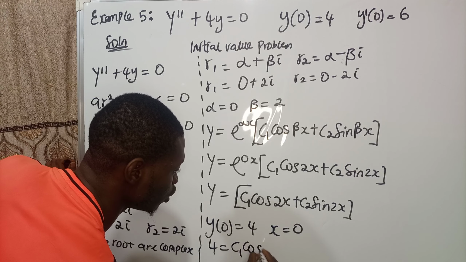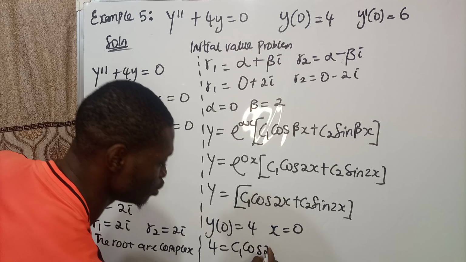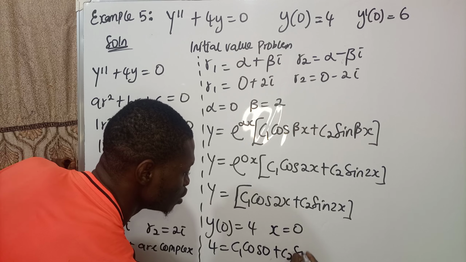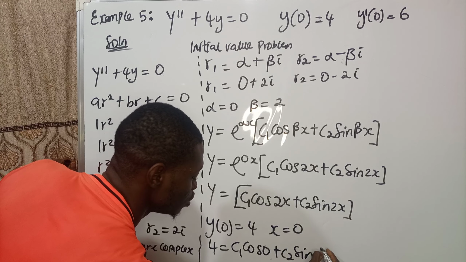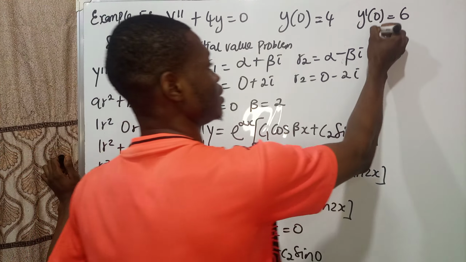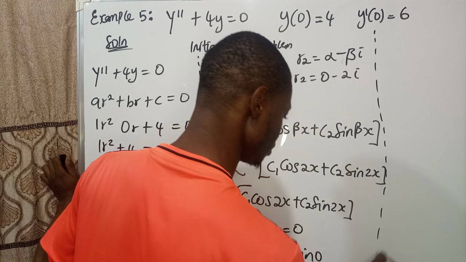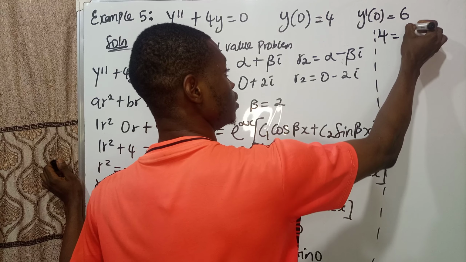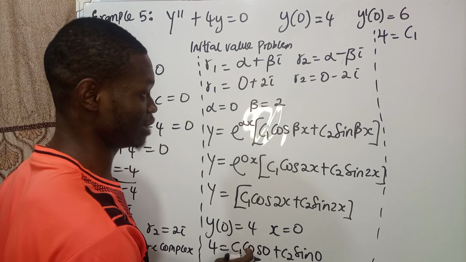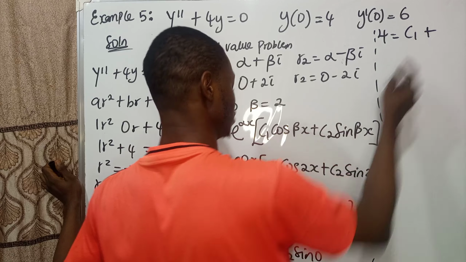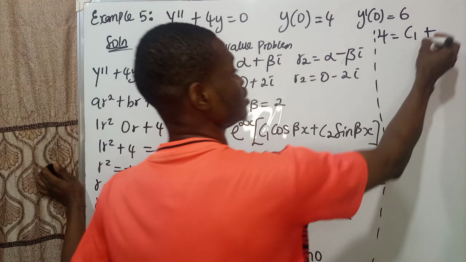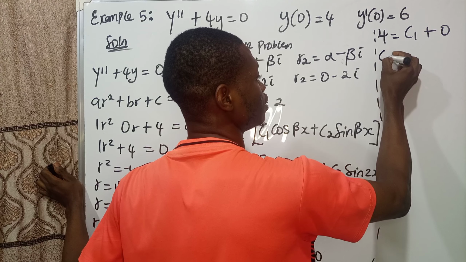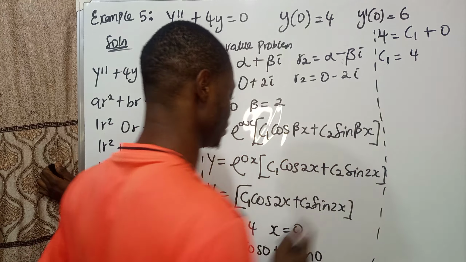So we are going to have 4 equals c1 cos 2 times 0, which is cos 0, plus c2 sine 2 times 0, which is sine 0. We are going to have 4 is equal to c1, because cos 0 is 1, and 1 times c1 is c1, plus sine 0 is 0, times this will give us 0. So c1 is equal to 4.